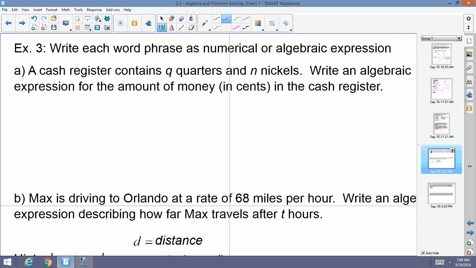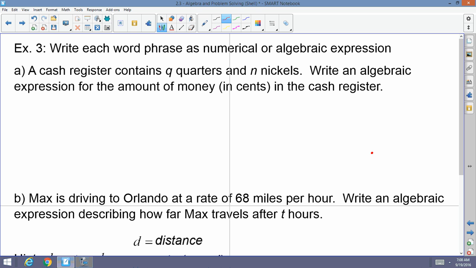Okay, next. Write each word phrase as a numerical or algebraic expression. A cash register contains Q quarters and N nickels. Write an algebraic expression for the amount of money in cents in the cash register. Well, I know that I have Q quarters and N nickels. So most people will just go ahead and say, oh, the number of quarters plus the number of nickels equals the money in cents in the cash register, right? Okay, that would be wrong, unfortunately.